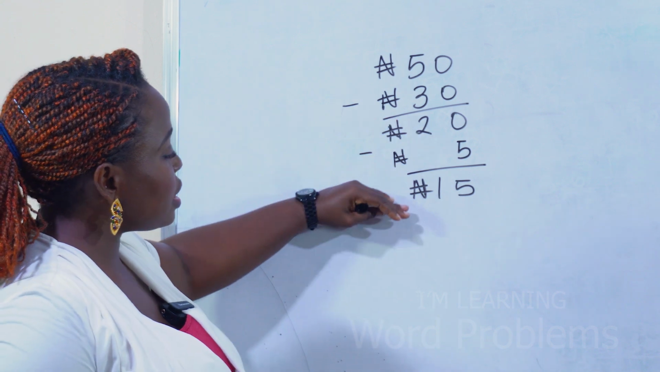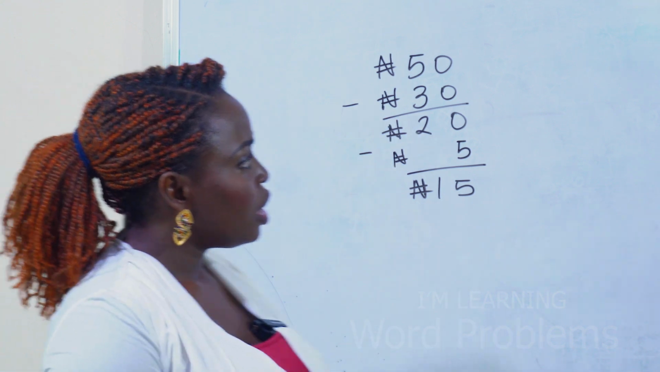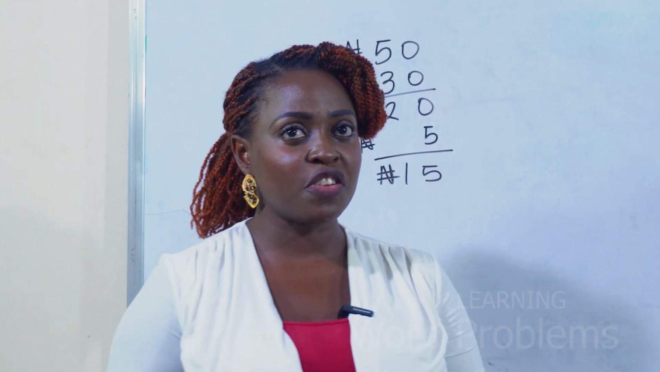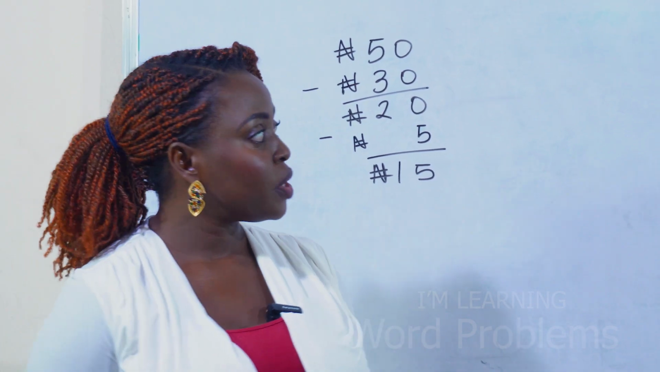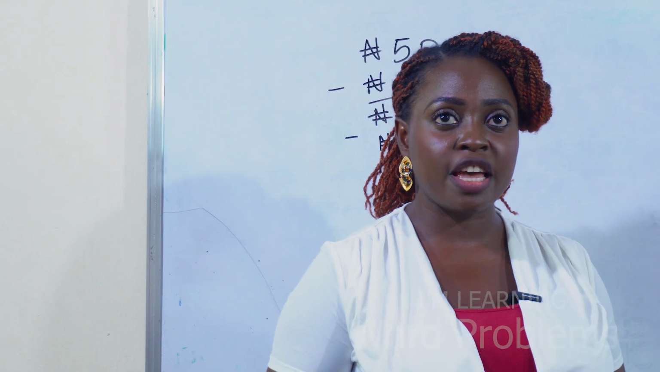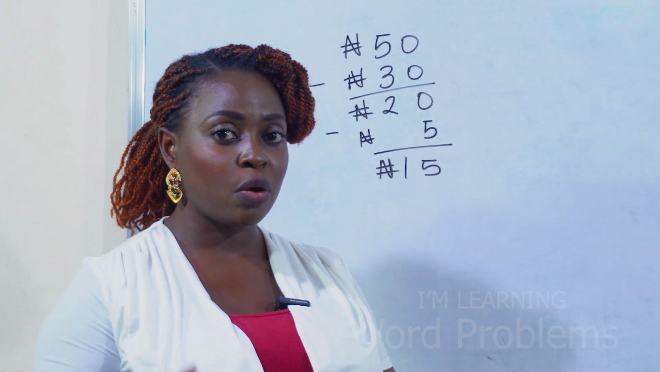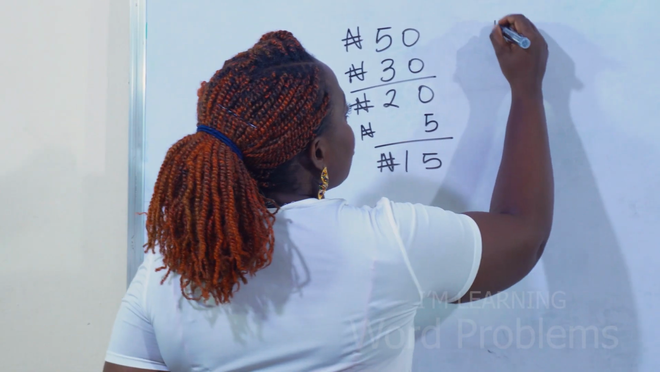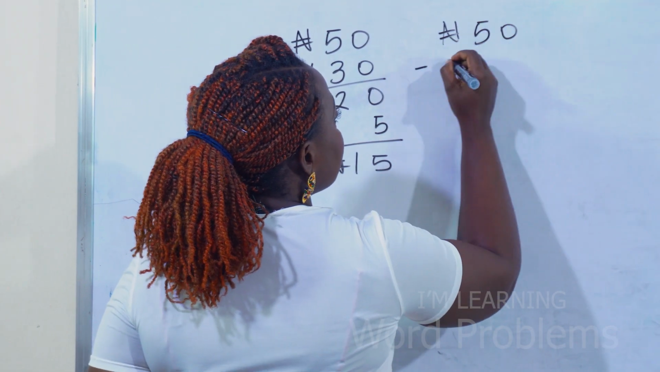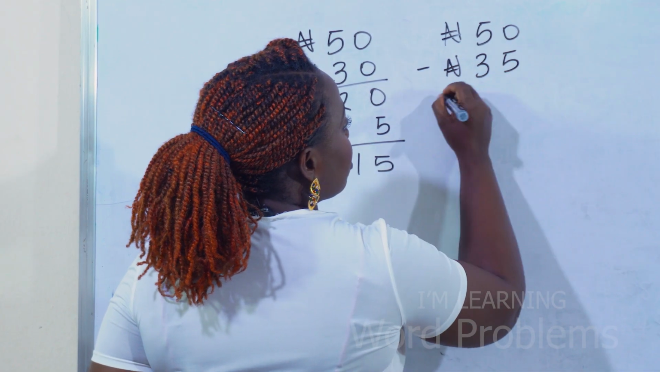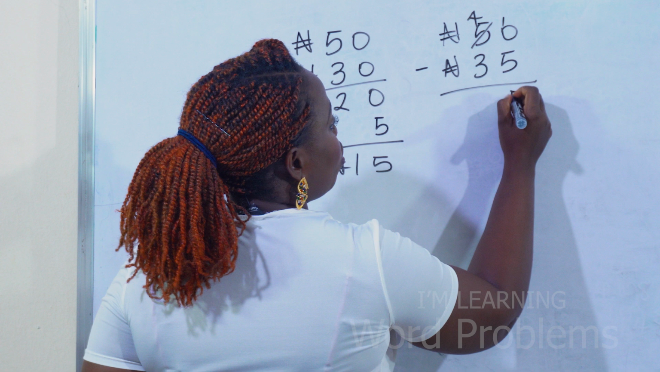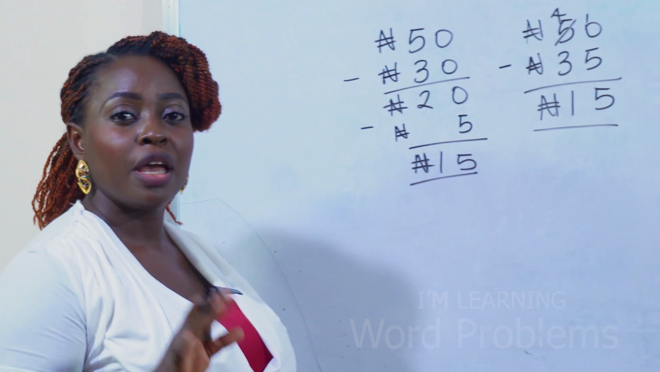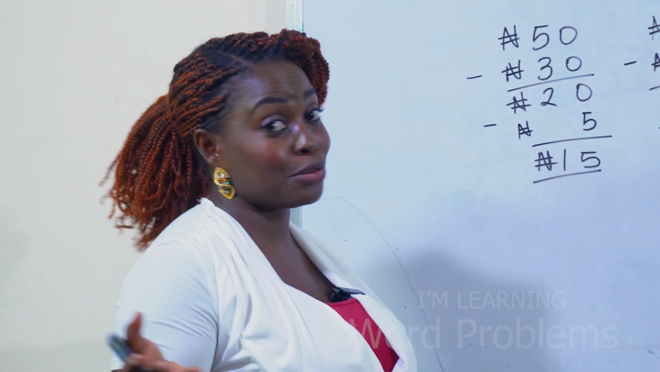Now, if you don't want to do it in steps like this, you can say, Tolu had 50 naira. She bought a book that was 30, so the first money that she gave away was 30 naira. And then she gave 5 naira to her sister. So the total amount she gave away is 35. Now, if you take away 35 from her original 50, you will arrive at 15 naira. Every word problem is like a story.